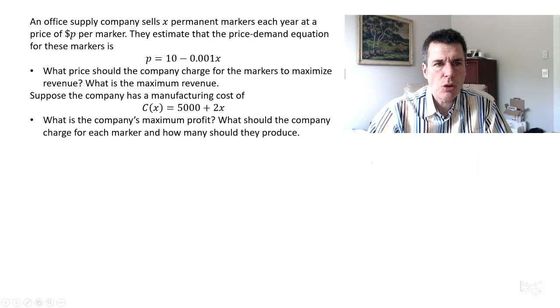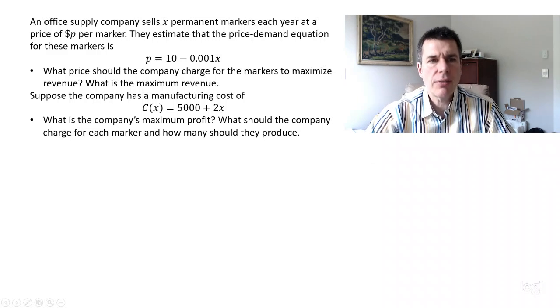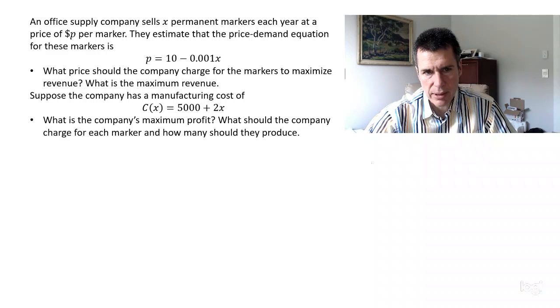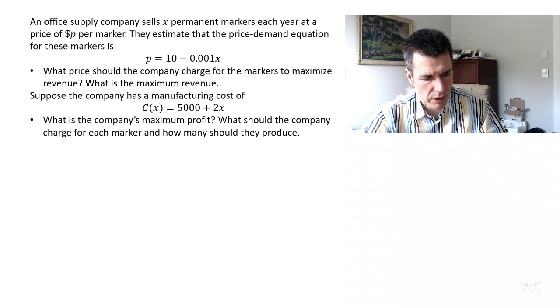This is a two-part problem. An office supply company sells X permanent markers each year at a price of P dollars per marker. They estimate that the price demand equation for these markers is P equals 10 minus 0.001X. What price should the company charge for markers to maximize revenue? What is the maximum revenue? And then the next part will involve cost, but we'll do the first part first.